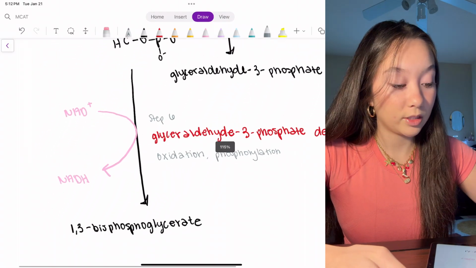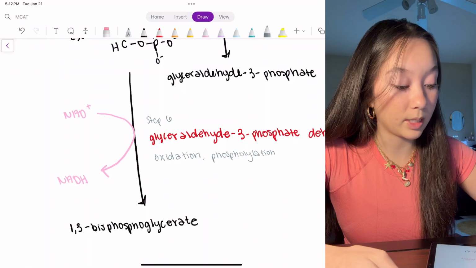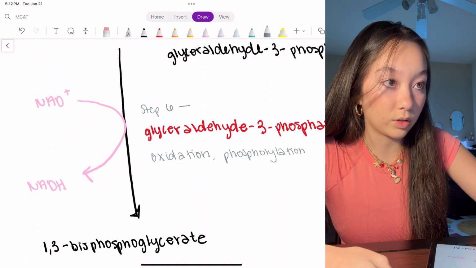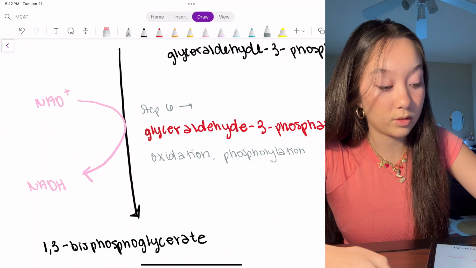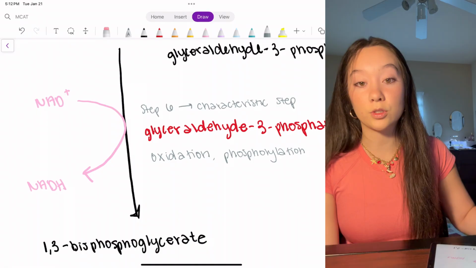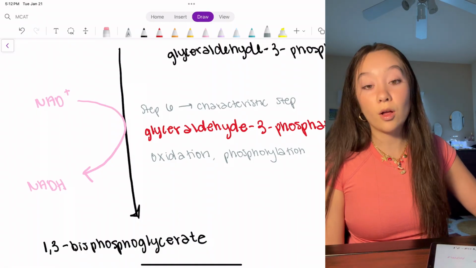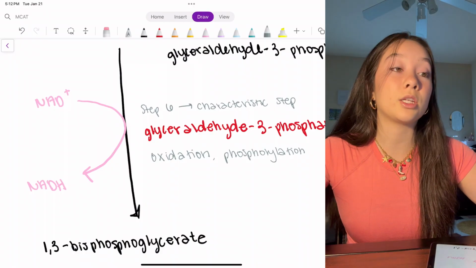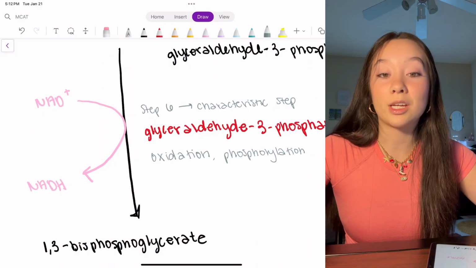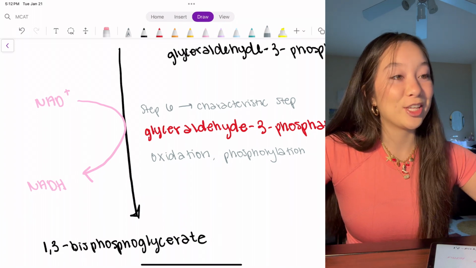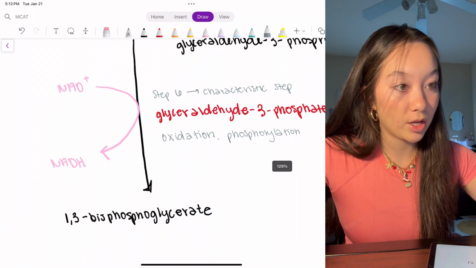Okay. What is important about step 6 that we can note is this is often called the characteristic step. And this is because this is the first time that NAD is getting reduced. So glycolysis is a process that produces NADH. So it's called the characteristic step because that is the step that it is doing it in. So that's just an important thing to remember.